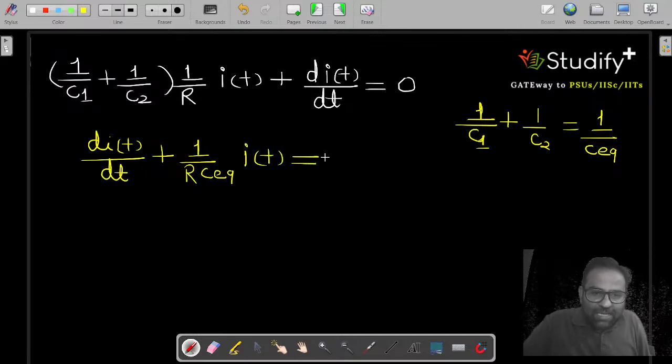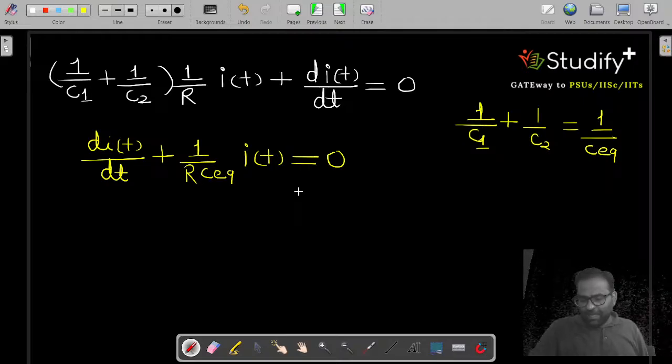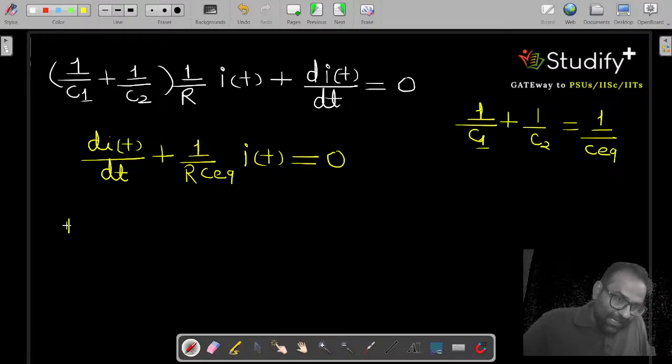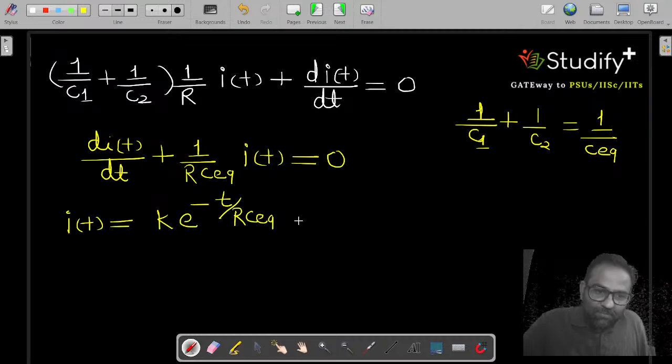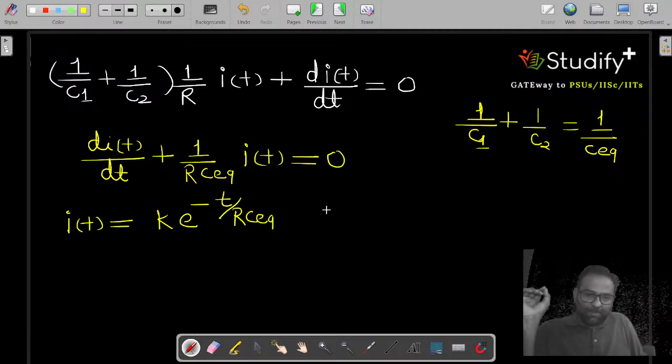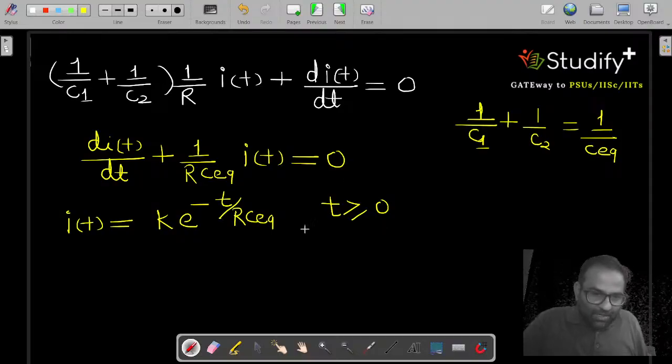Whenever I say this is a homogeneous differential equation, what is the solution of this equation? The variable separation method can be applied, and if you apply it, the value of i(t) can be given by k times e to the power minus t divided by R into C equivalent. Always remember, the solution of the differential equation is only valid for t greater than or equal to 0.